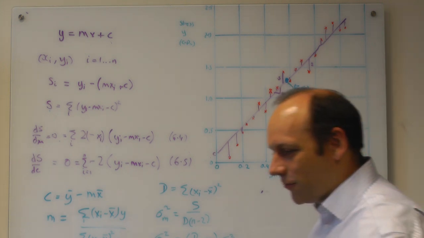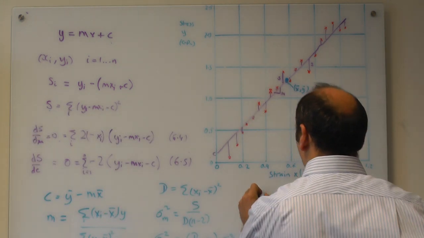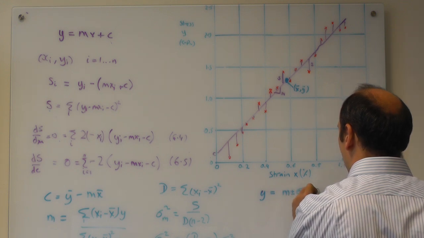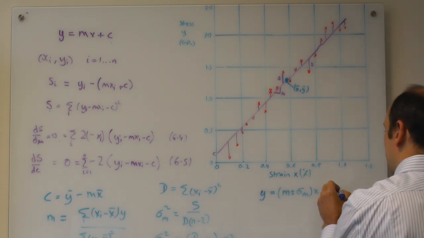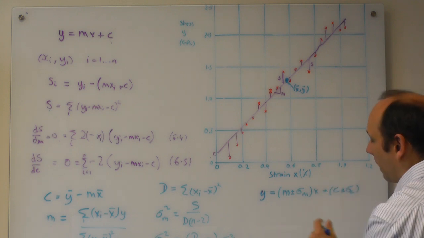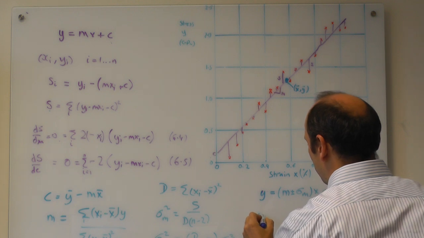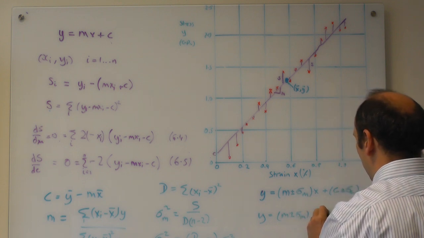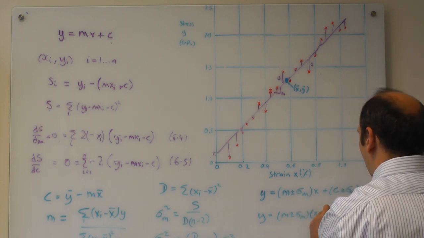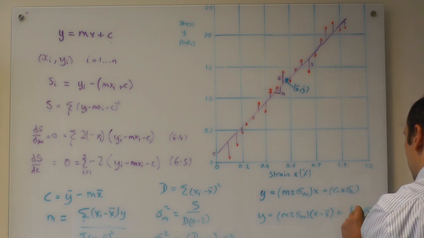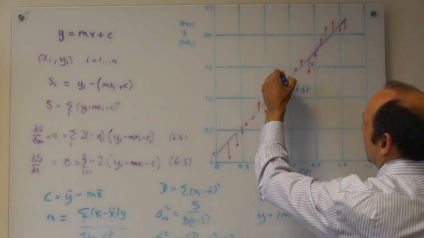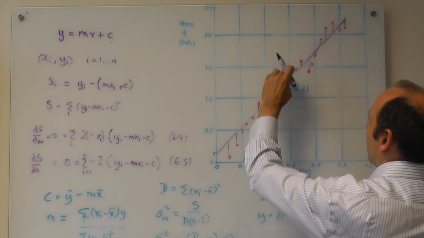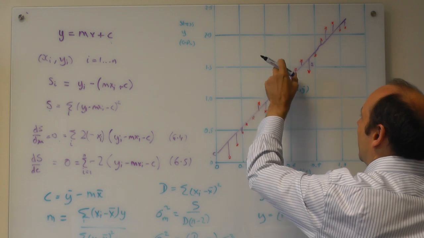So really, we want to recast this equation. We've written it at the moment as y equals m plus or minus the uncertainty in m times x plus c plus or minus the uncertainty in c. But because it pivots around that point, really we'd like an equation that is y equals m plus or minus the uncertainty in m times x minus x bar, plus another constant b plus or minus the uncertainty in b, where b is this value here, y bar. And that would then mean that b moved the line up and down, and m pivoted it.